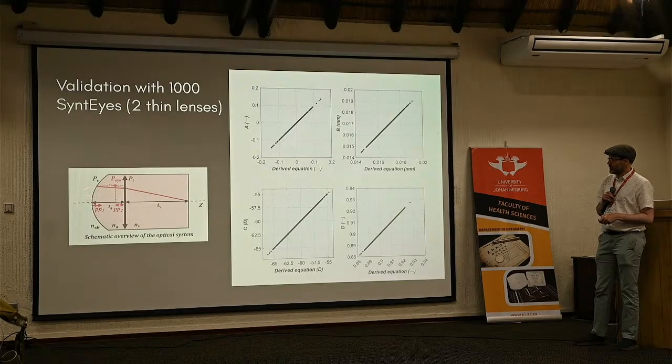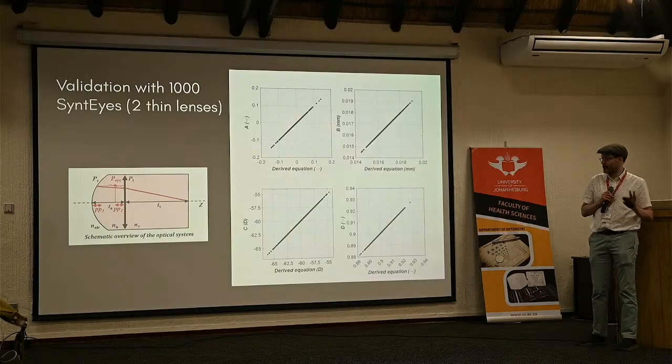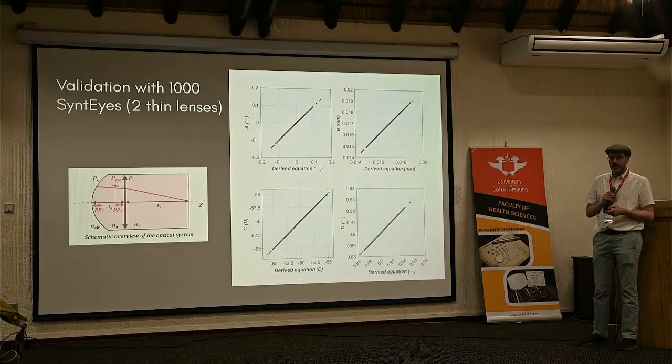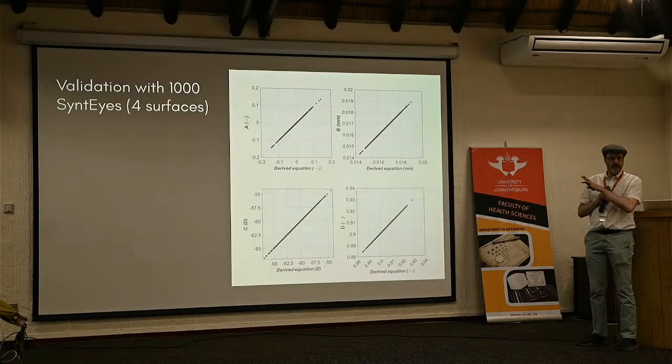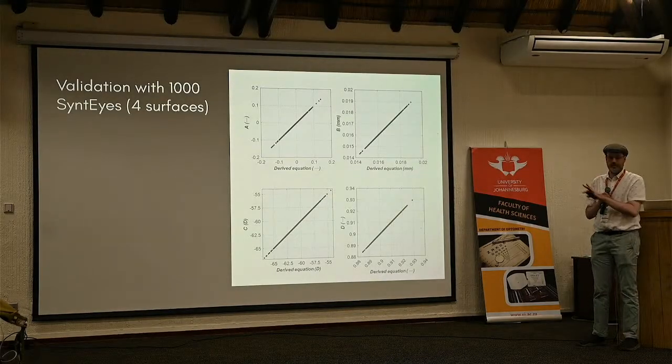So we have the 2-surface version of these syn dyes. We put them in the derived equation and the proper calculation of A, and you see their perfect correspondence, r squared equals 1, so we're good here. Then I did the exact same thing, but now with the full syn dye, so 4 surfaces, and exactly r squared equals 1 for all of these things.